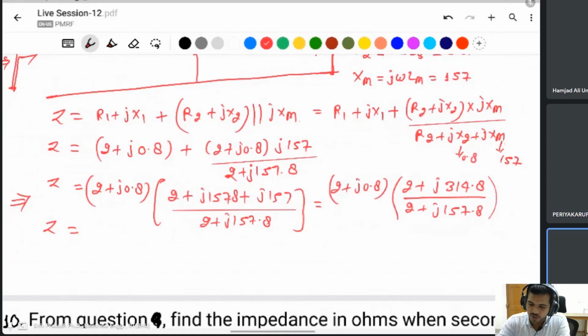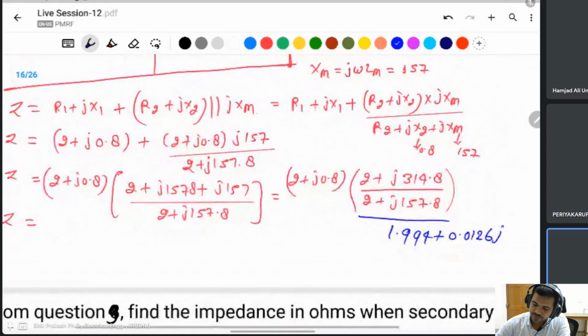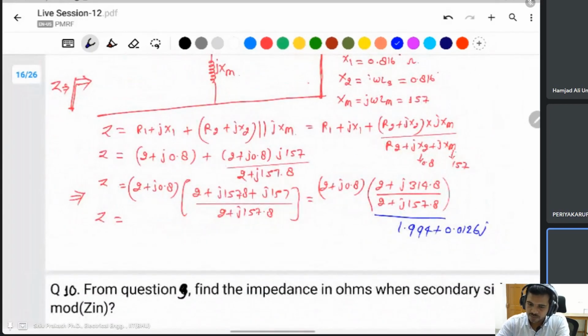2 plus 157.8, the inverse of this one is the inverse of 2 plus 314.8. The value of this one is 1.99 plus 0.0126j, into 2 plus 0.8j.